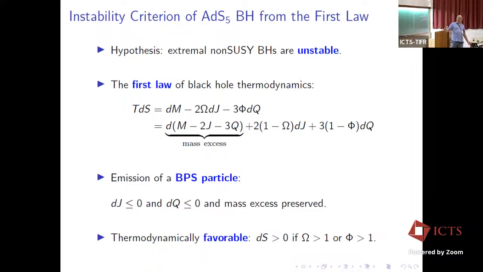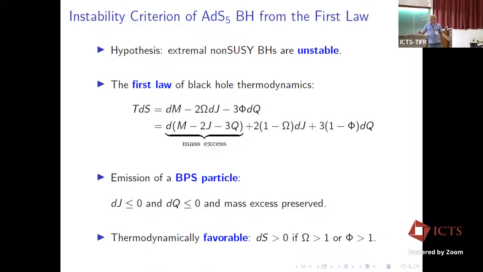Therefore, if your black hole has rotational velocity bigger than 1, this is not bigger than the speed of light. It's bigger than 1 in AdS units. It's not unphysical. It's just a barrier. It's physically important, but it's not unphysical. It's not faster than the speed of light or something.